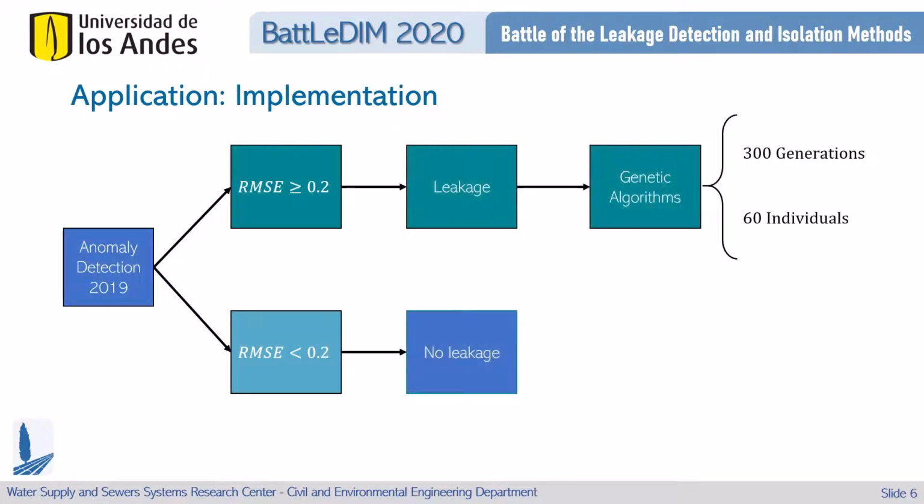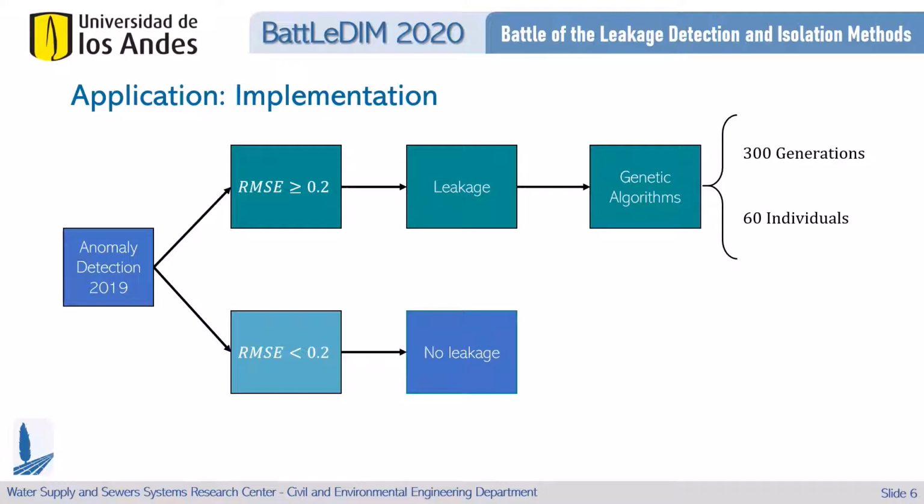The implementation process consists of the following steps. First, anomaly detection analysis was developed. Different signals from SCADA 2019 and the EPANET model were quantified using root mean square error. Then, if this performance measurement was greater than 0.2 for any sensor, at any instant of time, a leakage was identified in that location for the same instant of time. Otherwise, no leakage was identified.